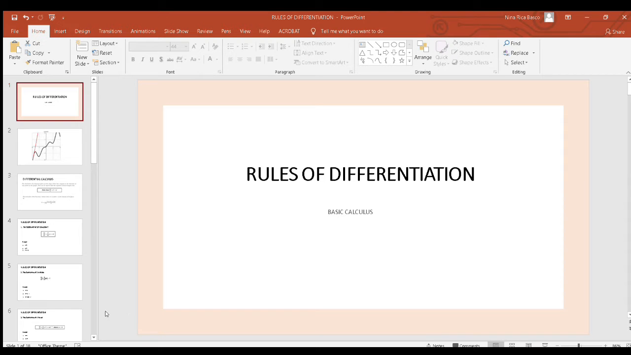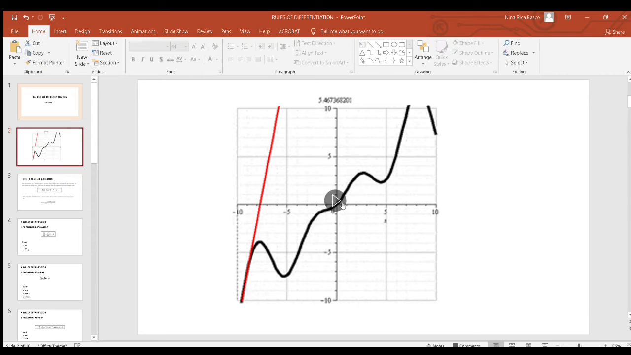But before we proceed to the topic, I have here a graphics or animation of the tangent line. Okay, what have you noticed on the tangent line? Alright, nagbabago yung slope niya kada point sa curve natin.